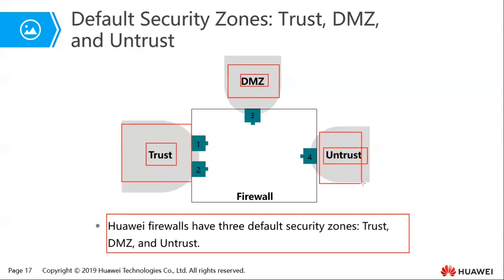Then we also have the untrust zone. Most of the time, the connection to the internet, that link that is linking you to the internet is configured as the untrust zone. So because it's insecure, it is not trusted. So it's an untrusted zone.